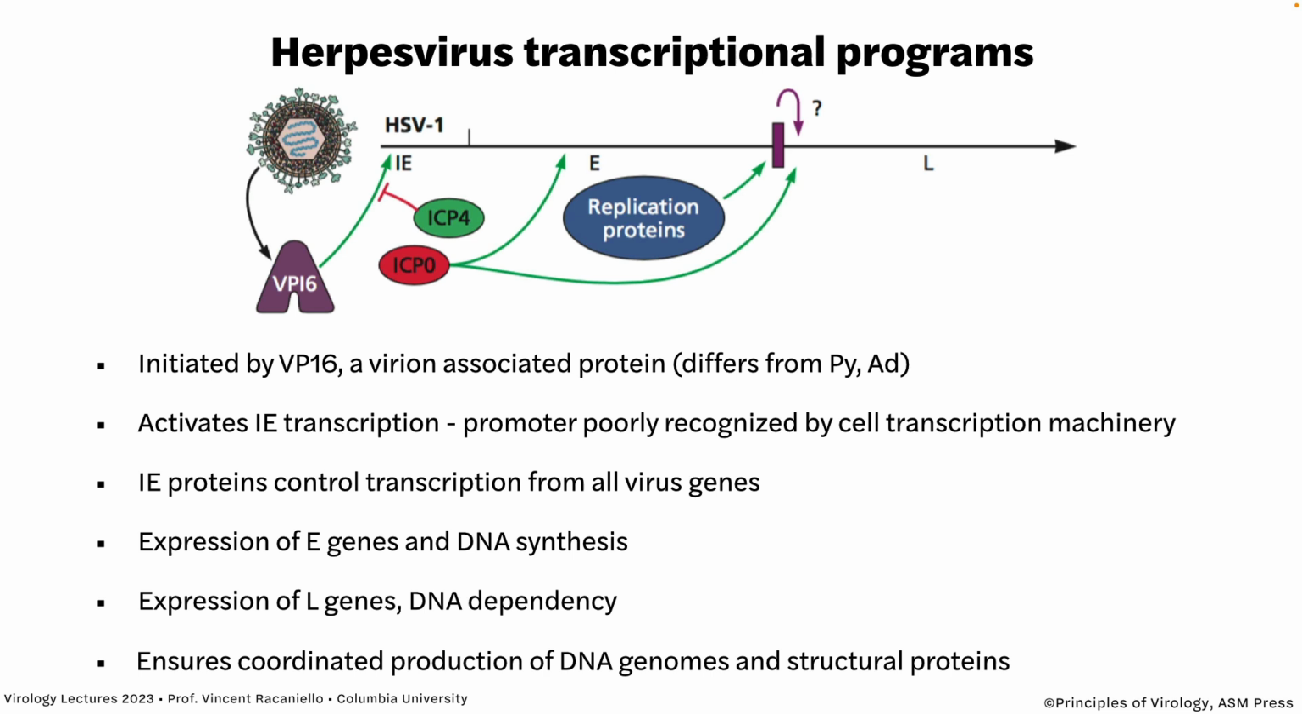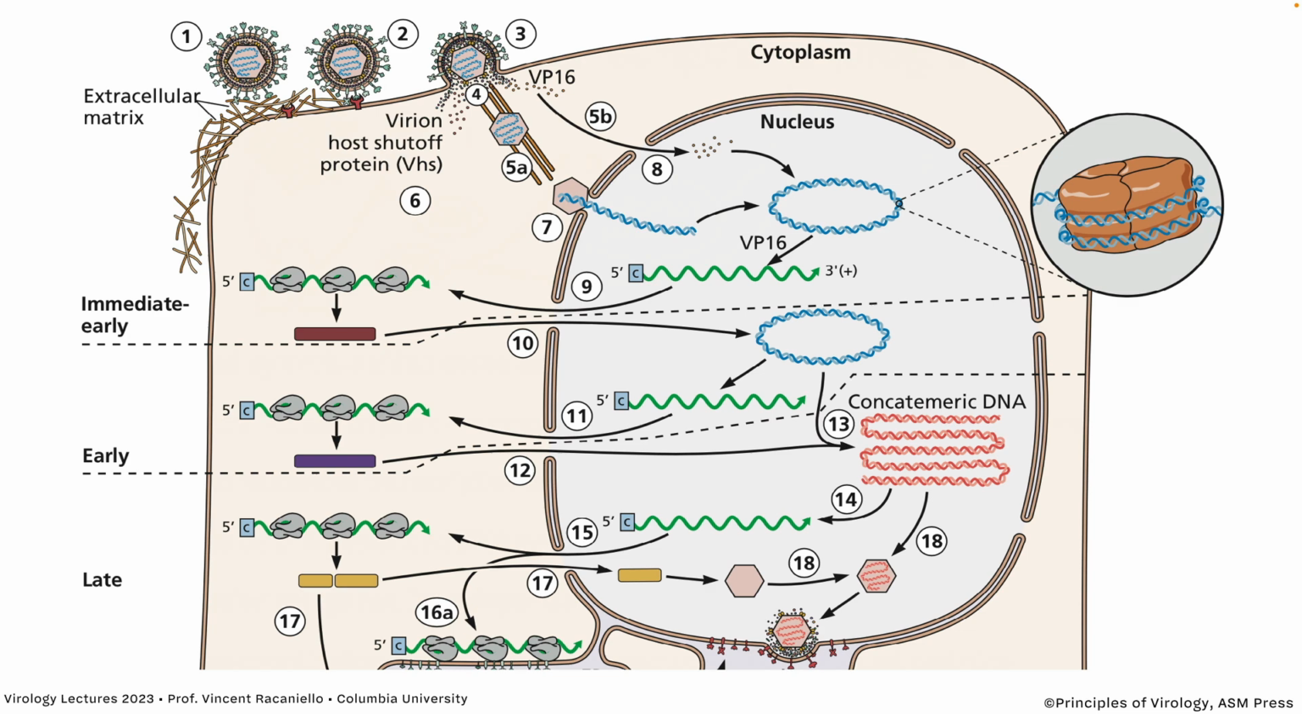So a very similar series of events here, delaying the synthesis of structural proteins until you have DNA made. But the key here is this VP16, which is very different. VP16 is needed to get the cell machinery to recognize the immediate early promoter. And so here is that series of events in an infected cell. Just like adenovirus, we have immediate early, early, and late, but a slight twist with VP16.